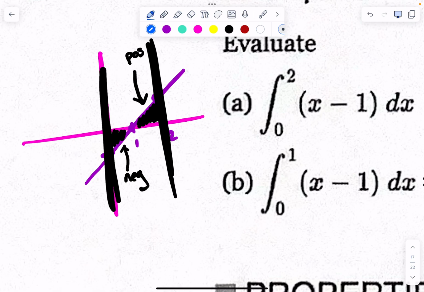So whenever you're finding area, you're finding it bounded to the x-axis, right? Even if it's below, you're finding that area that's up to the x-axis. If it's above, you're finding that area that's down to the x-axis. And because that's kind of like a little bow tie thing, the areas are going to cancel each other out.